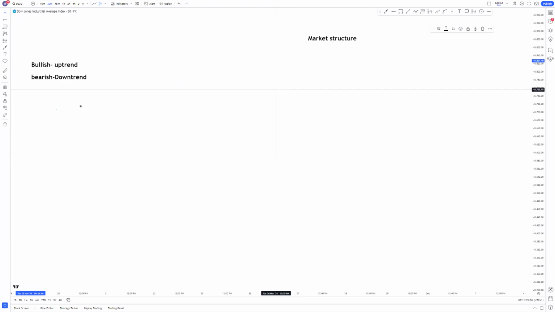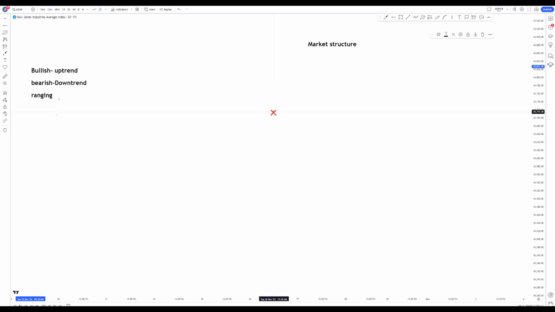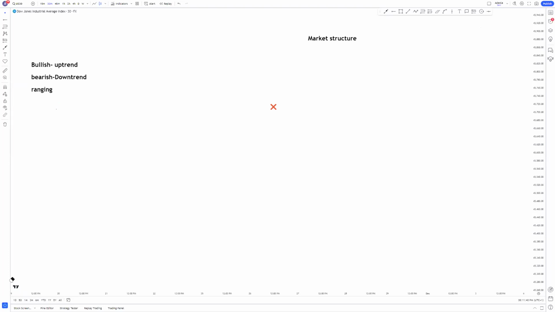Now, I've said that the market will do these two things. In some cases, we have what is called the ranging market, or probably some people call it the consolidating market. Even as a ranging market or consolidating market, inside of this, the market is still buying or selling, right?